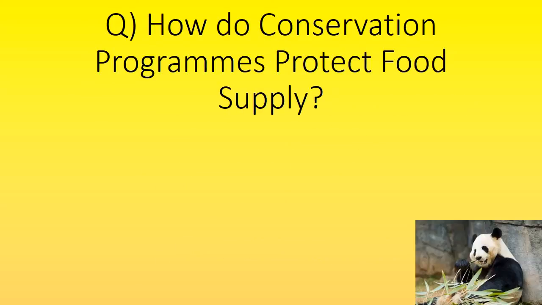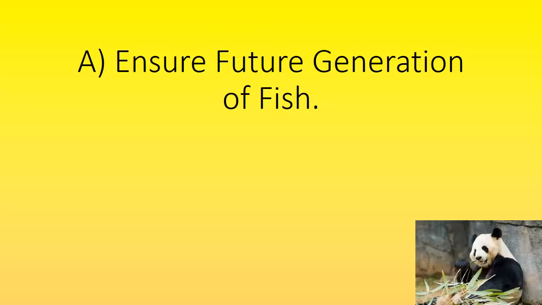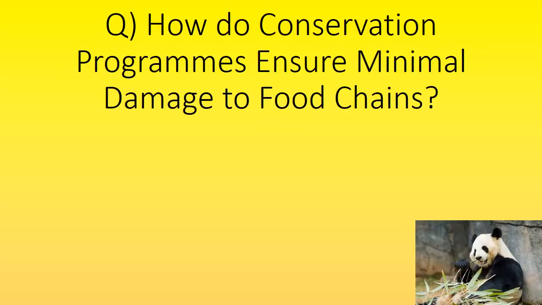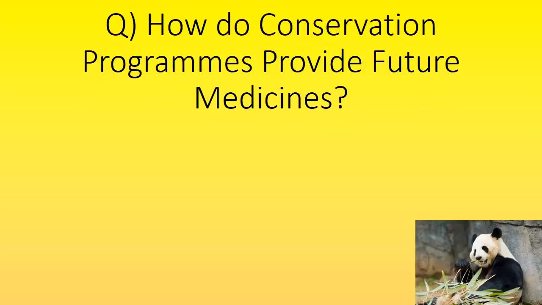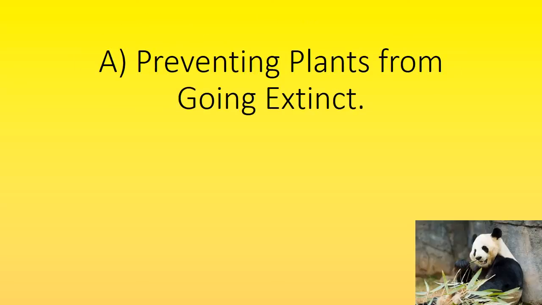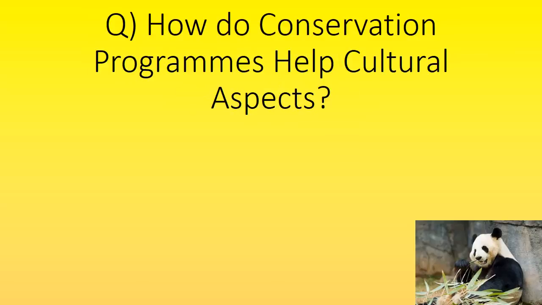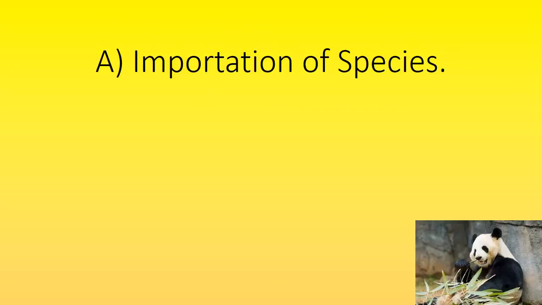How do conservation programs protect food supply? Ensures future generations of fish. How do they ensure minimal damage to food chains? Conserving a species to help other species survive. How do they provide future medicines? Preventing plants from going extinct. How do they help cultural aspects? Importation of species.